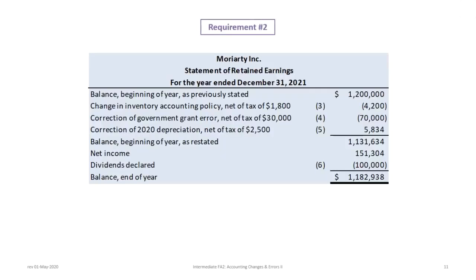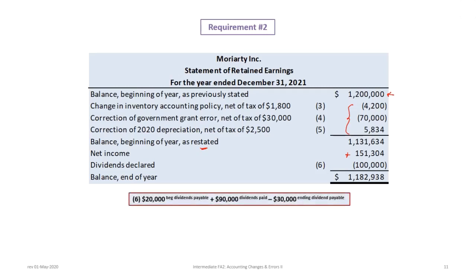When we start with our beginning retained earnings balance of $1,200,000 and factor in all the adjustments for accounting policy, government grant error, and depreciation, the revised or restated beginning balance is $1,131,634. To that we will add net income of $151,304, and then subtract the dividends declared.